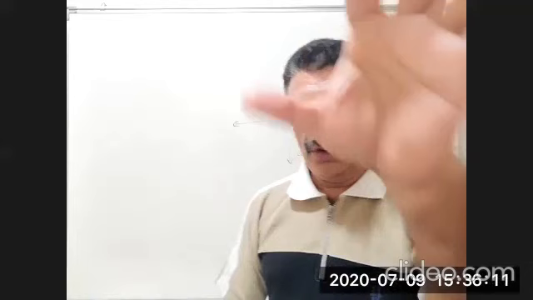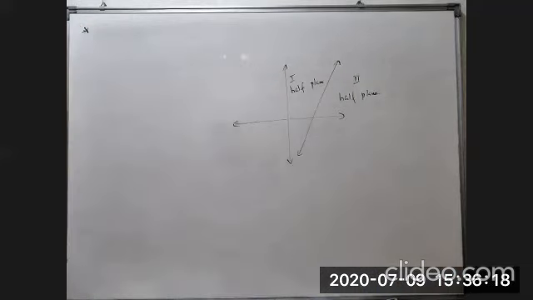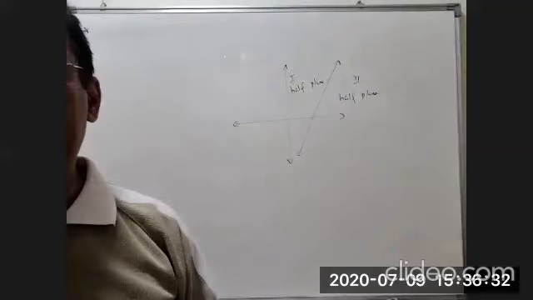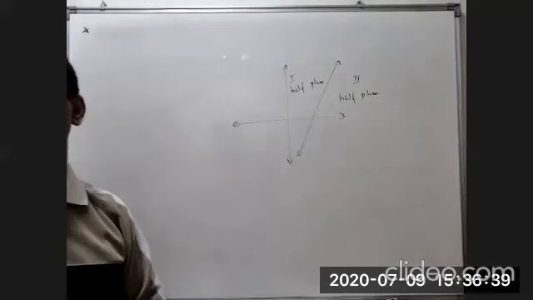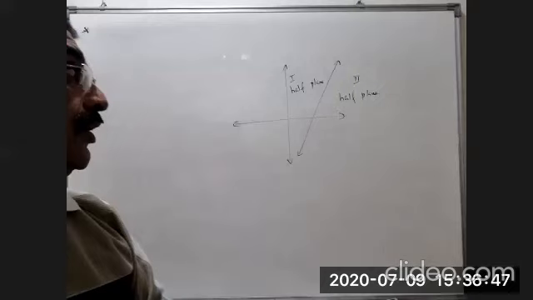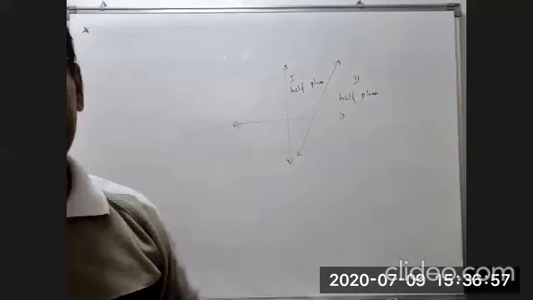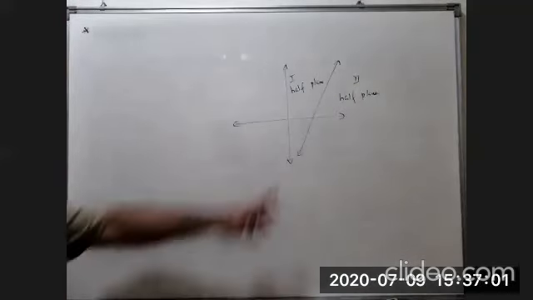So write this note. First one: a straight line divides a Cartesian plane into two half planes. Just a rough figure.